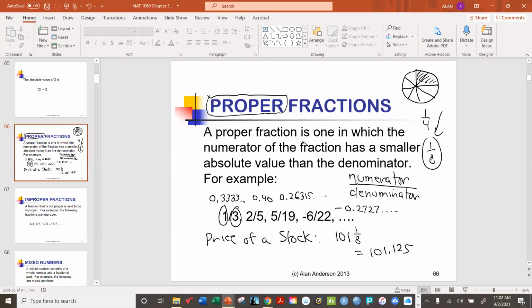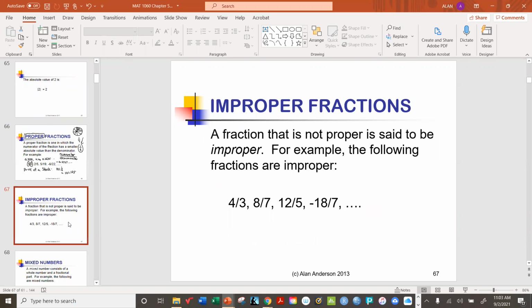So what do you suppose is the opposite of proper? Improper. So therefore, it must be the case that if the numerator is larger than the denominator, we call that an improper fraction. Okay, now where these names came from, I do not know. It's not really that big of a deal, but you want to understand these terms when you see them.